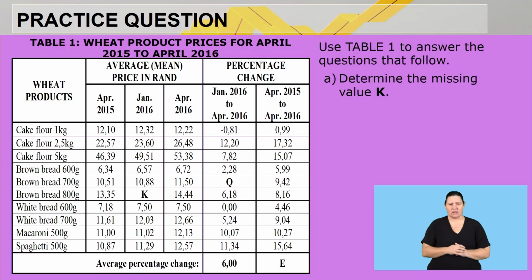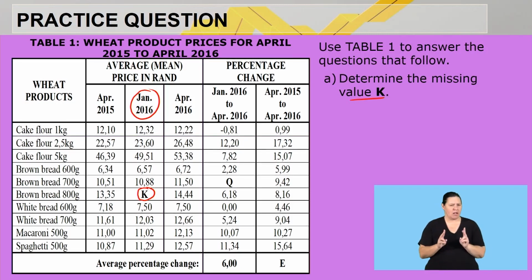It says here, use Table 1 to answer the questions that follow. Our first question says, determine the missing value K. So here is K. What is K? It's the average mean price in rand for January 2016, as we interpret this table. So I'm looking for a price in rand.